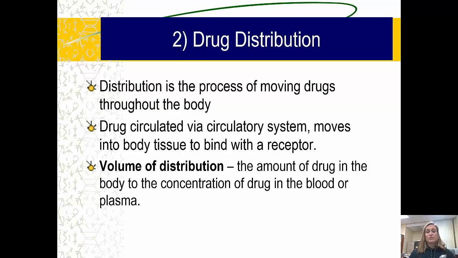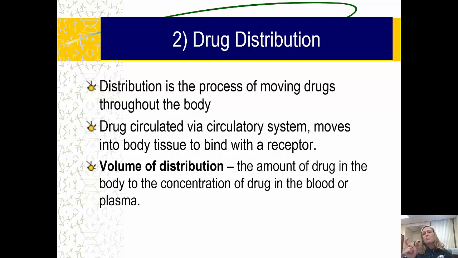Okay, so now we're going to move into steps 2, 3, and 4 of pharmacokinetics. After absorption occurs, the drug itself will then be distributed throughout the body. Distribution is really the process of moving whatever the drug is throughout your body. And the drug is obviously going to be circulated via the circulatory system.